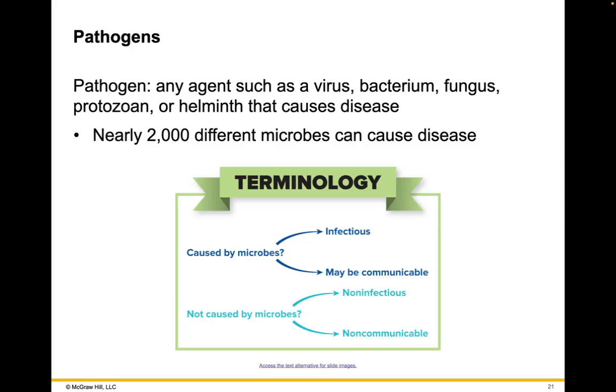Let's talk about pathogens. You do want to know this for your test. The prefix path means disease, and gen, we see the word gen as in generator or the book of Genesis, means to create or make. So pathogen is to create disease. So a pathogen is any agent, such as a virus, bacterium, fungus, protozoan, or even a worm, that can cause disease. And there are 2,000 different microbes that can cause disease.